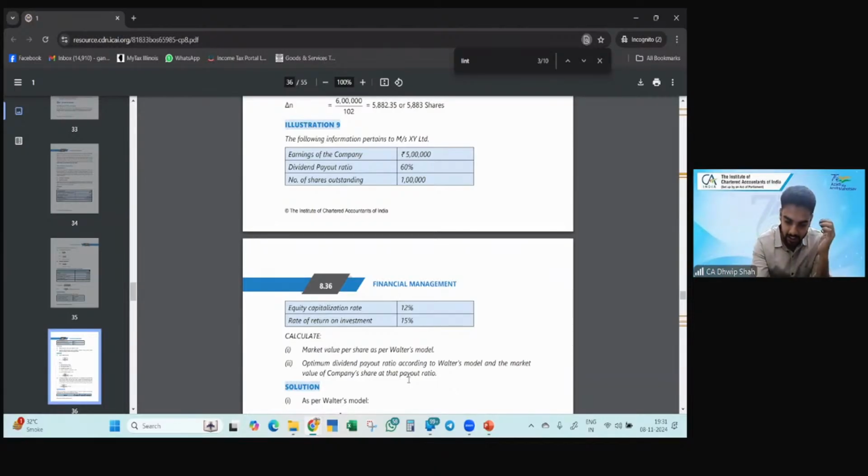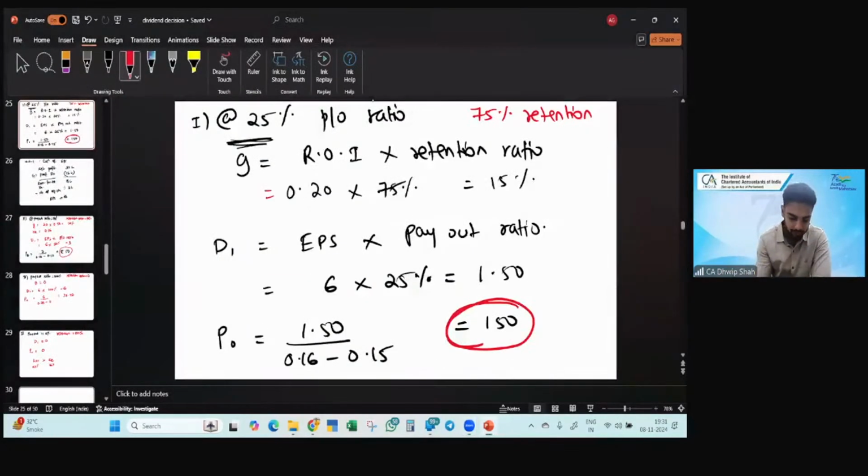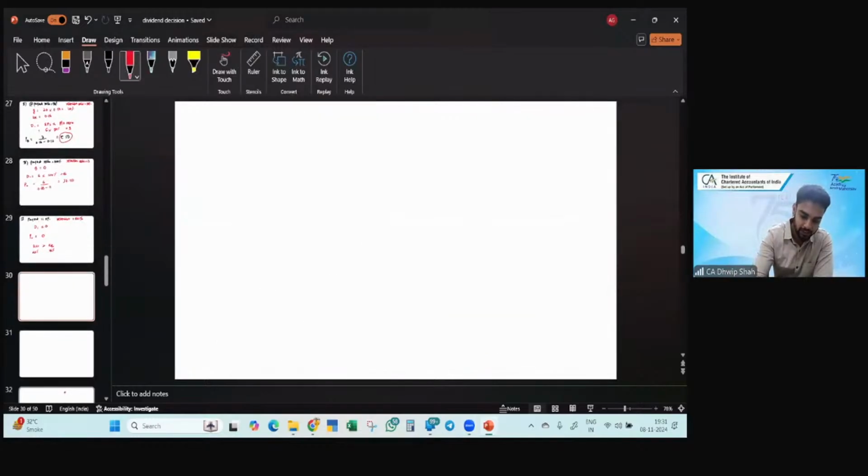Equity capitalization rate means KE. KE is 12% and ROI is 15%. Calculate the market value per share as per Walters model. What has been asked? In illustration 9, calculate the market price per share as per Walters model. P0 is how much as per Walters?